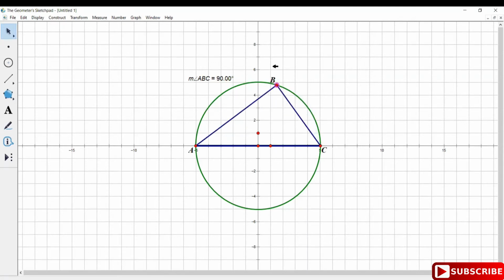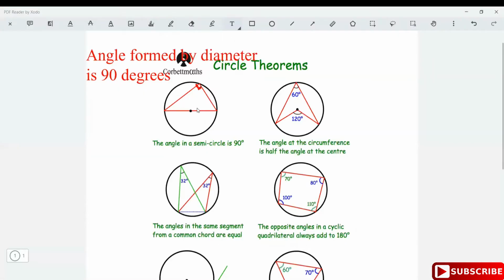The angle is not going to change, all right? You can spin it around and it's not going to change, because the angle subtended by the diameter is 90. So that's the first theorem that we must know.